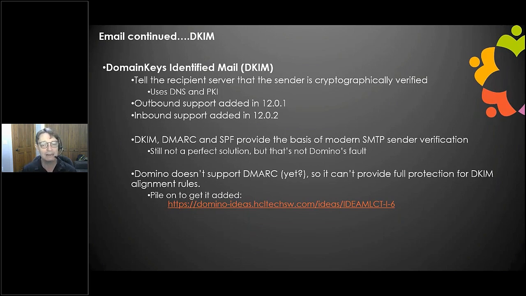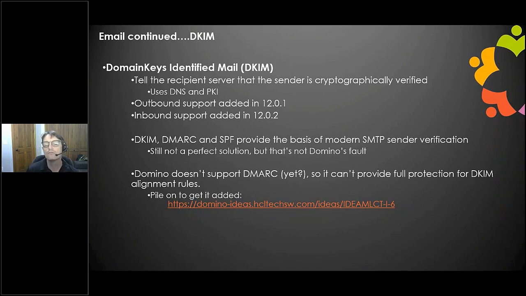That outbound was added in 12.0.1. For years, if you wanted DKIM in Domino, you had to throw another SMTP server in front of it, Sendmail, blah, blah, whatever, a third party, anything like that. It's now in there natively, so you don't have to throw an extra SMTP hop in the middle of that if you want to do outbound. Inbound was added in 12.0.2.